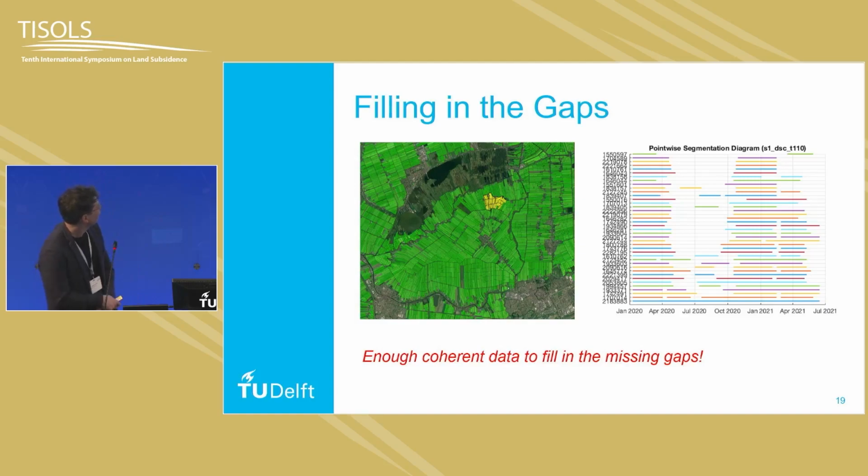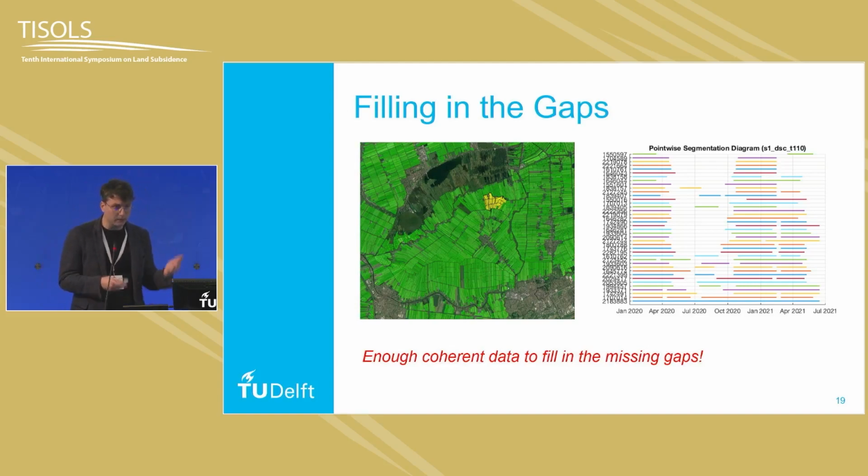So here you can basically see when there's a line here, we have a signal that we can work with. We have coherent data, and when there's a gap, we find we have incoherent data. So when you group enough of these parcels together, you find that there is enough data there to span this incoherent period, and you can fill in the gaps.